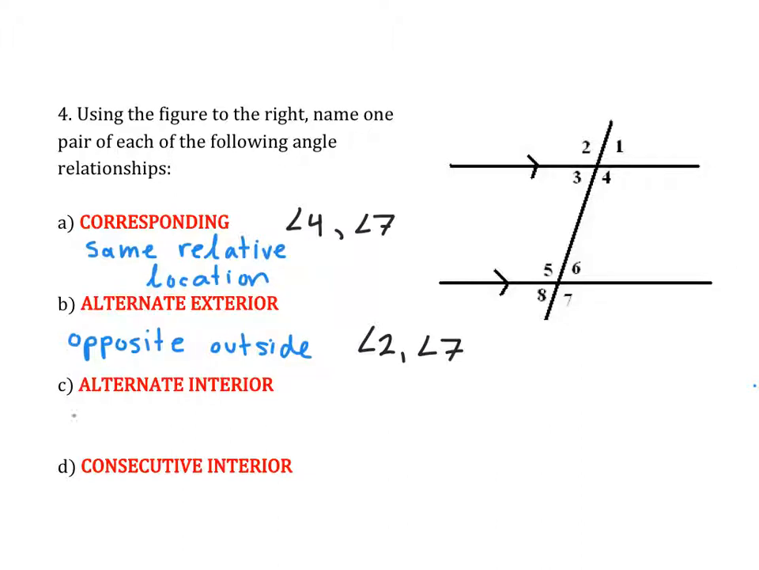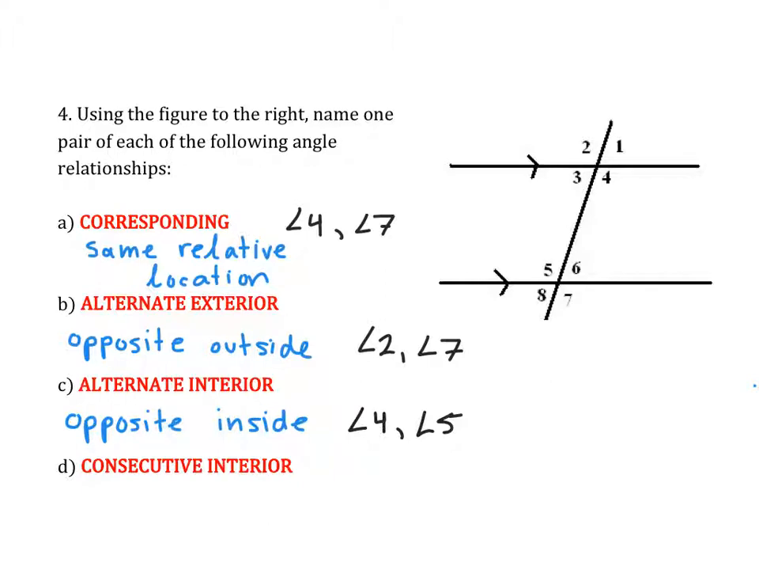Alternate interior, alternate again, meaning on opposite sides of the transversal. This time interior means inside your parallel lines. So 3, 4, 5, and 6 are all interior angles. So we have to pick opposite ones. So 3 and 6 or 4 and 5. Either pair works. So I'll say angle 4 and angle 5.